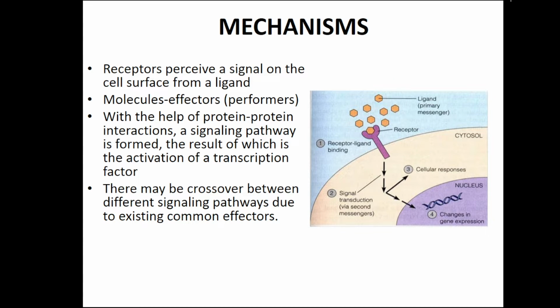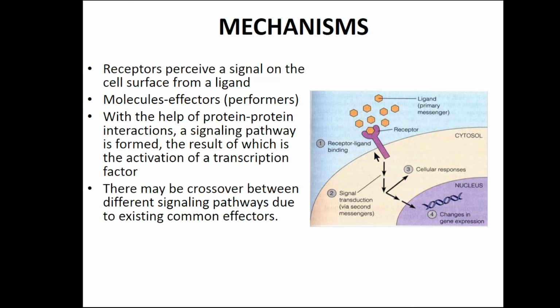All these ways work through signal mechanisms, and this signal mechanism has a structure which is presented on this slide. It is first a receptor on the membrane. A receptor needs connection with a ligand, or a primary messenger.